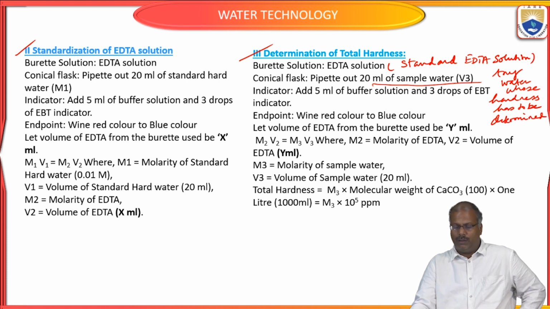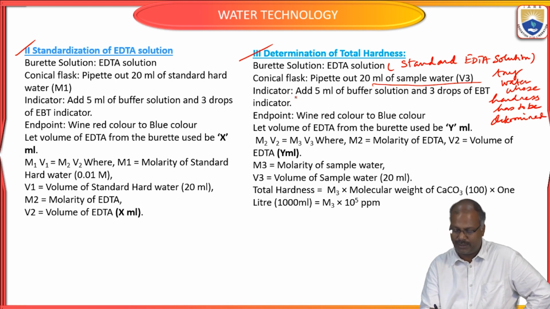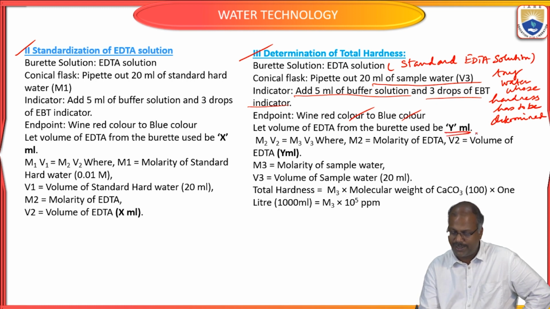Okay. So the indicator is the same. Add ammonium chloride buffer 5 ml and 3 drops of EBT indicator. The end point is again wine red to blue color. Let the volume of EDTA from the burette be Y mL.